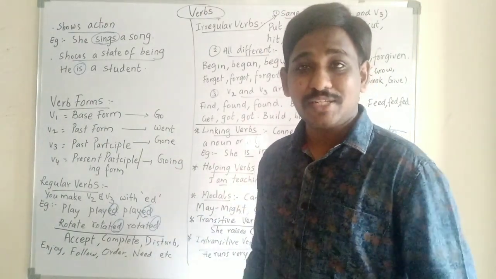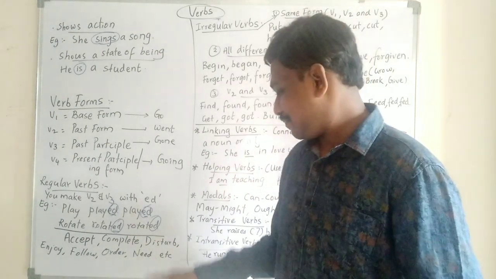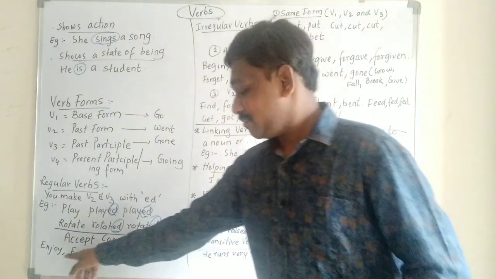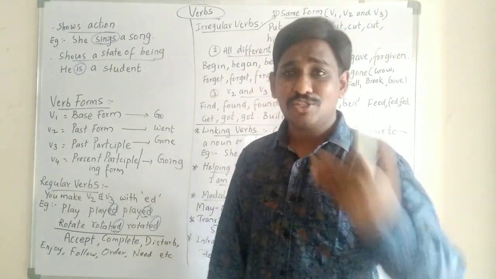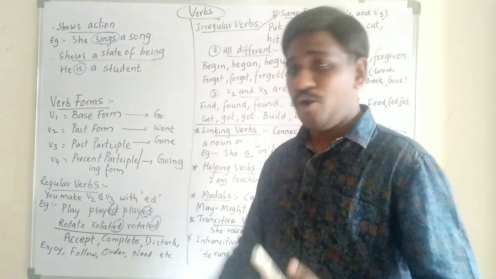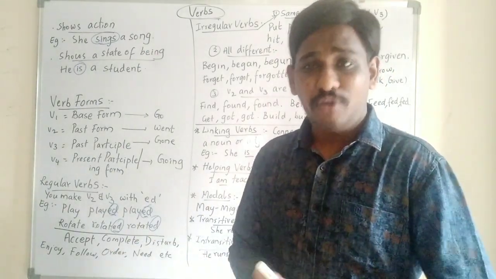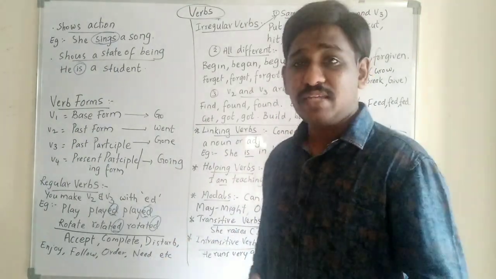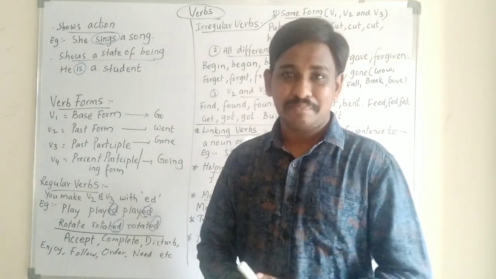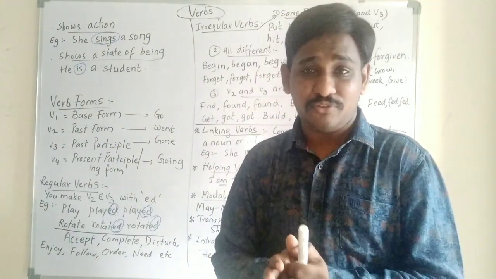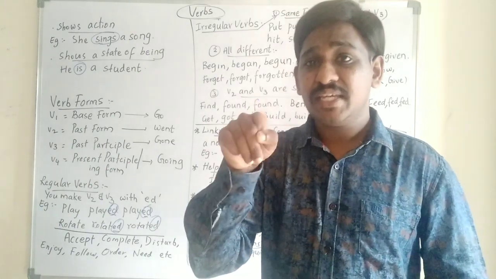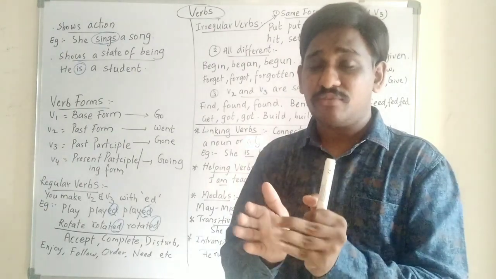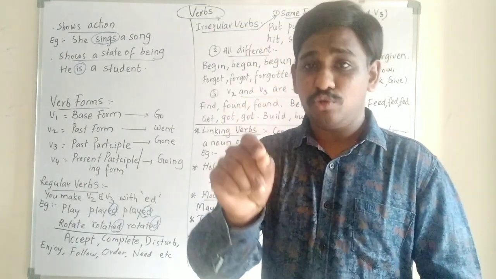Complete, completed, completed, completing. Disturb, disturbed, disturbed, disturbing. Enjoy, enjoyed, enjoyed, enjoying. Follow, followed, followed, following. Order, ordered, ordered, ordering. And need, needed, needed, needing. So all these are regular verb forms. What do we need to do here? We added ed for V2 form and for V3 form. So we make regular verb forms by adding ed to V2 and V3.